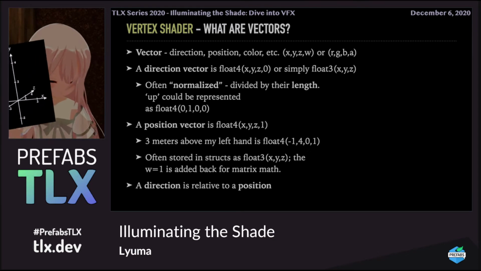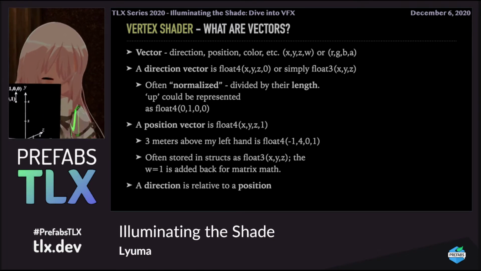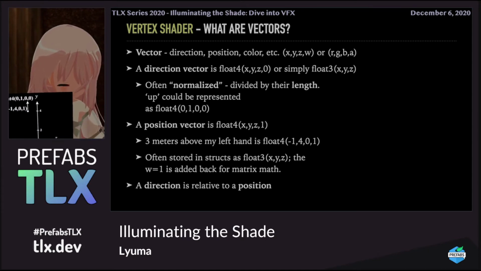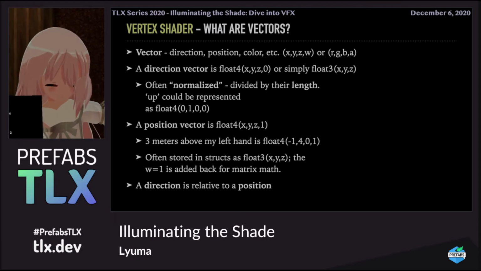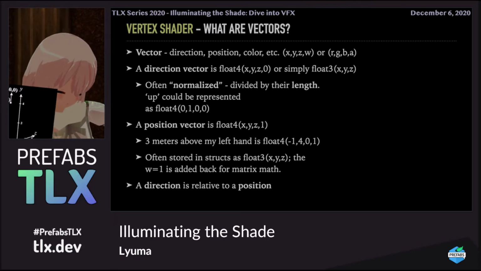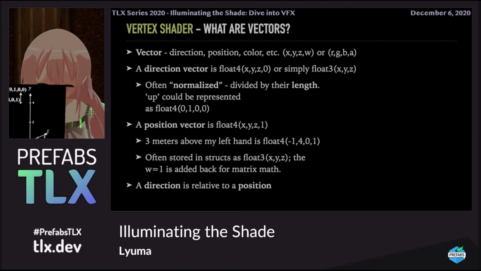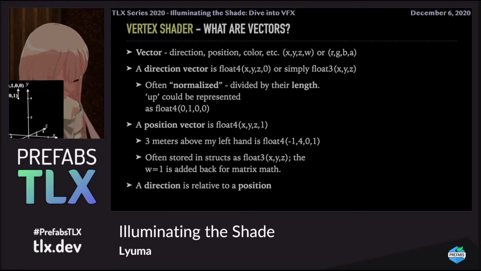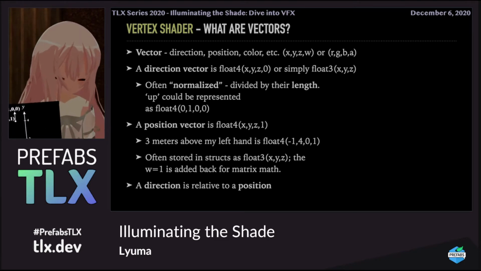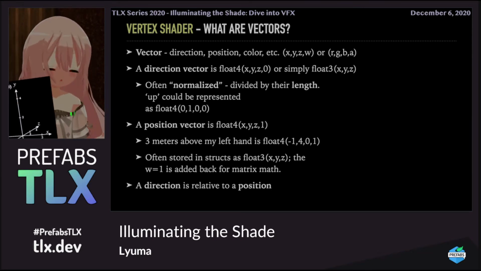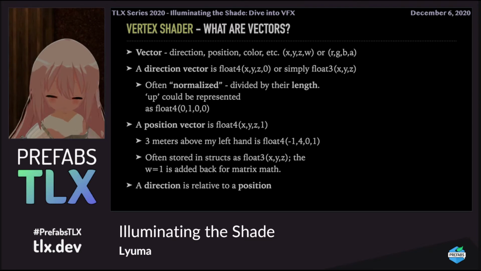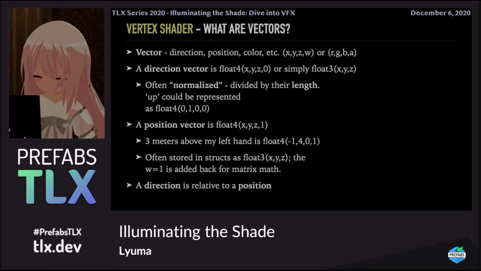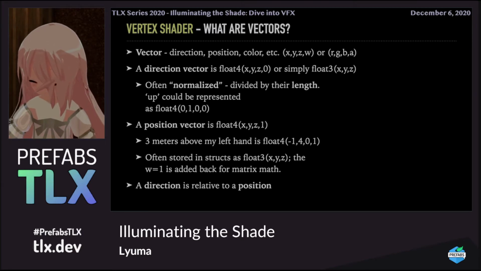So a position vector is x, y, z, and 1. The W component for a position vector is usually 1. Let's say this vector is 3 meters above my left hand. My left hand's 1 meter out, 1 meter up from the ground. Then 3 meters above that would be -1, 4, 0, and 1, because it's a position. A vector is often stored as a float3 in structs, but you'll want to add the 1 back when you do math. And we'll get to that in just a second. A direction is relative to a position. That's how these two types of vectors interact with each other.